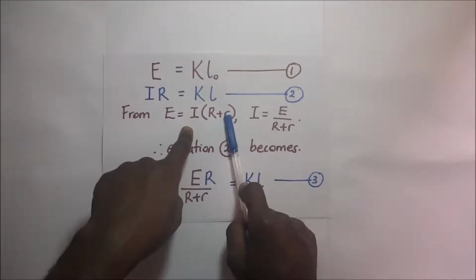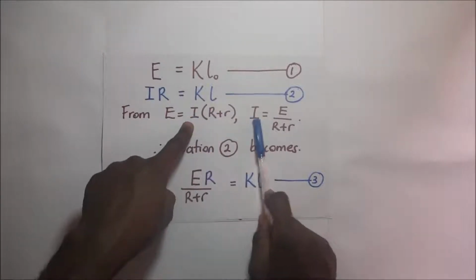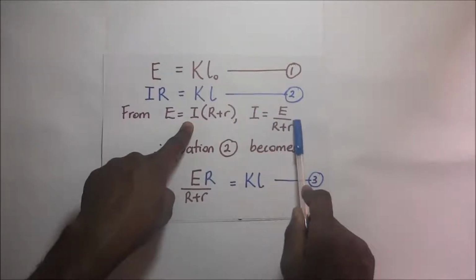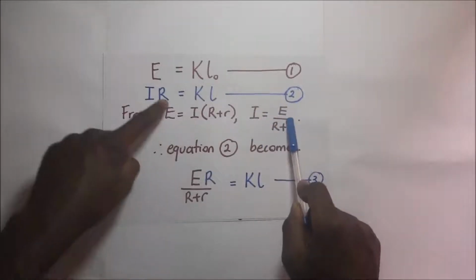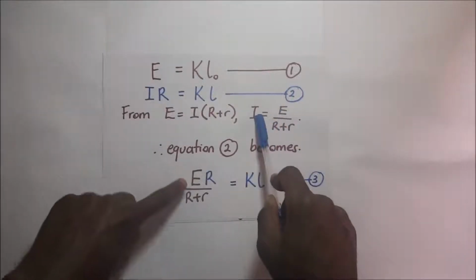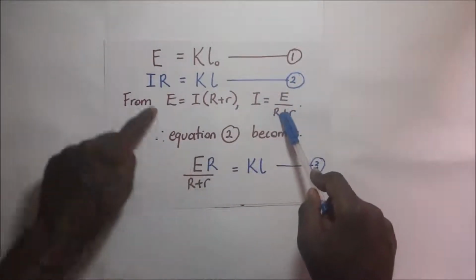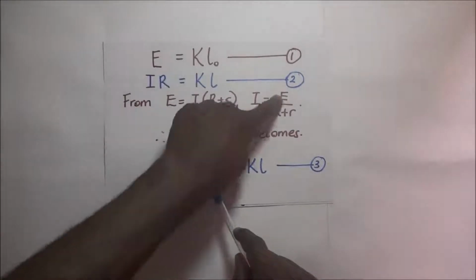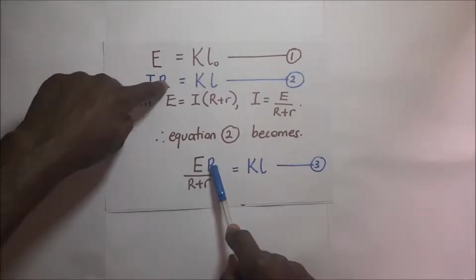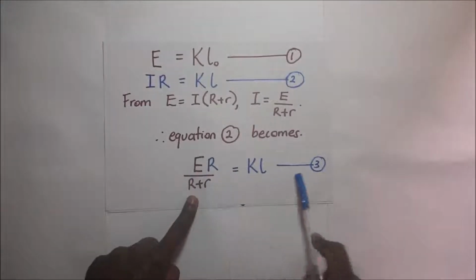Remember, the internal resistance of the cell is always in series with the external circuit. So when we make I the subject of the formula, this is the expression we get. We substitute this expression for I into equation 2, putting E over R plus r in that value of I, times R, which is equal to K times L. And here we have our equation 3.